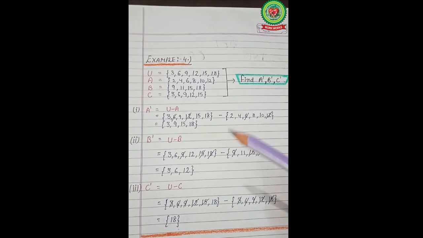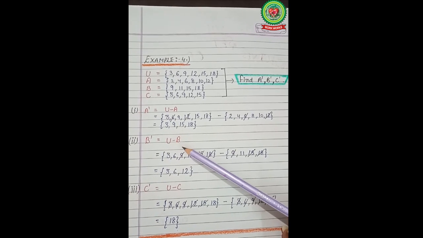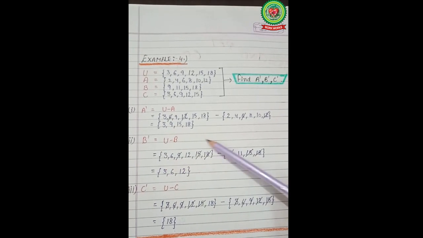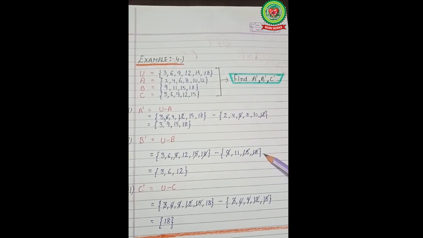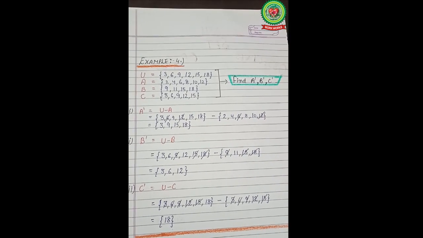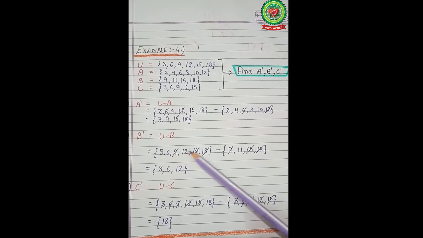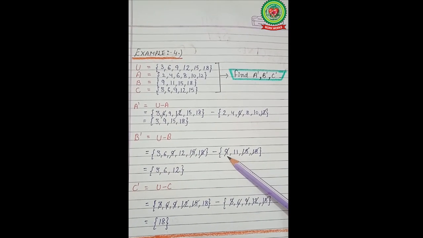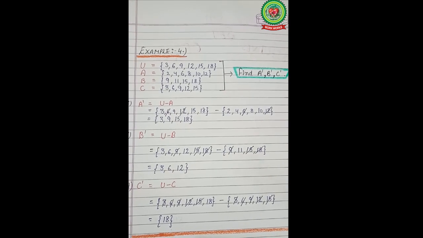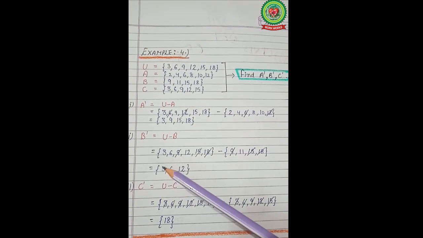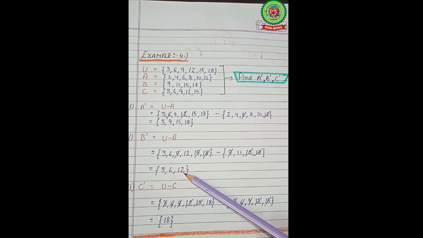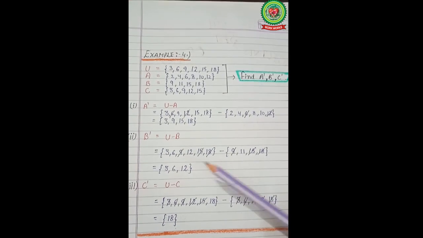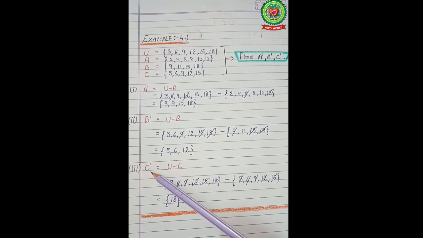So next is B complement. We need to find B complement. So you will write here U minus B, that is all the elements of U minus all the elements of B. Now you will cut all the elements which are common in both. So you will cut 9, 15, 18. Here also 9, 15, 18, right? So you are left with now 3, 6, 12. So this is the complement of set B. Clear?